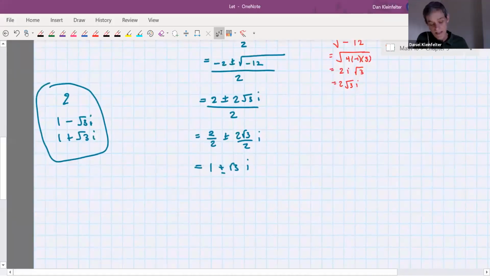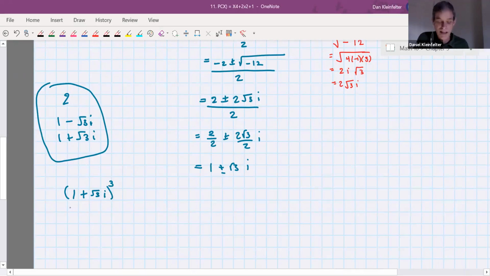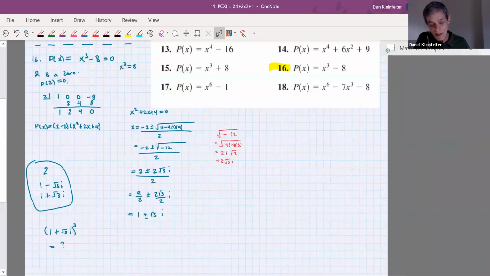So it can seem kind of funny at first, but if you're interested, take one of these other ones like 1 plus root 3 i. If you feel like practicing your complex number multiplication, multiply that out and make sure that you get 8. All right, so that does take us to the end finally of section 3.6. Let me know if you have any questions on it, and have a great day.